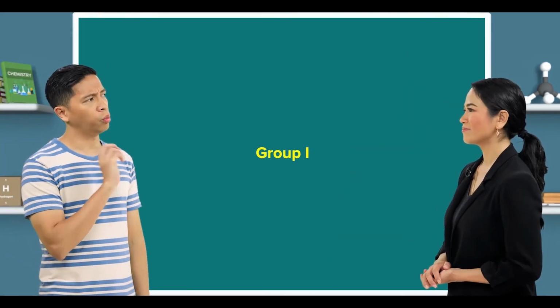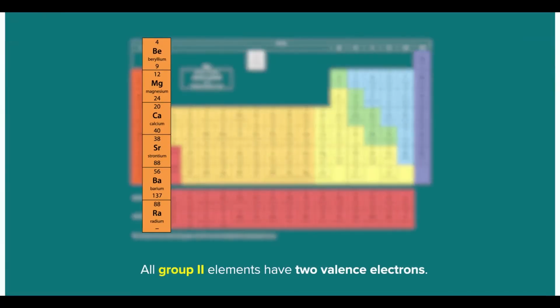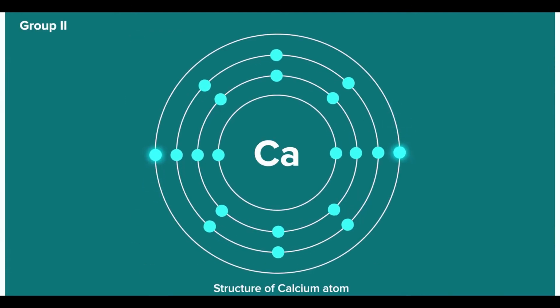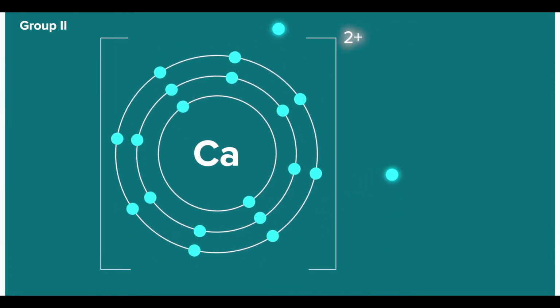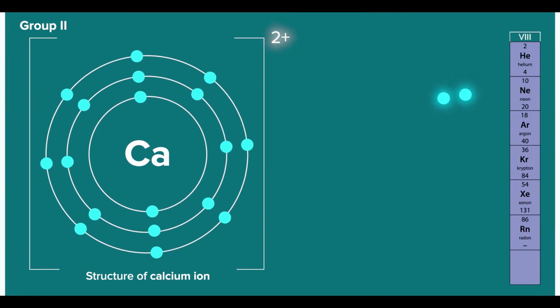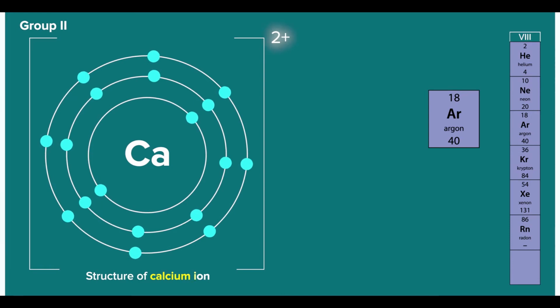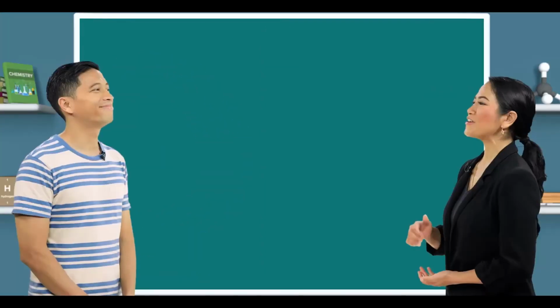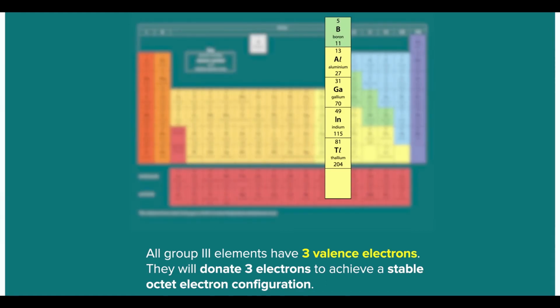Let me try for group 2. Sure, give it your best shot. All group 2 elements have 2 valence electrons. Using calcium as a representative of group 2, if it donates 2 electrons, it will achieve the stable noble gas configuration of argon. Thus, it becomes a calcium ion with a +2 charge. Very good. And it's the same for group 3 elements. They donate 3 electrons to achieve a stable octet electron configuration.